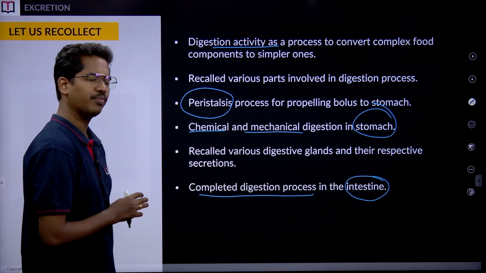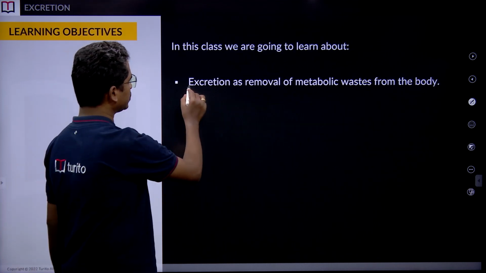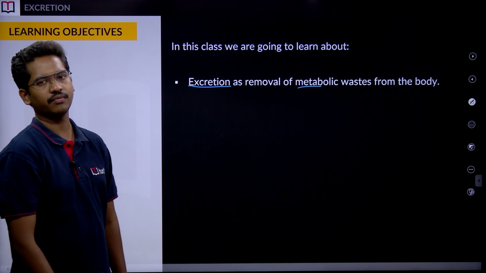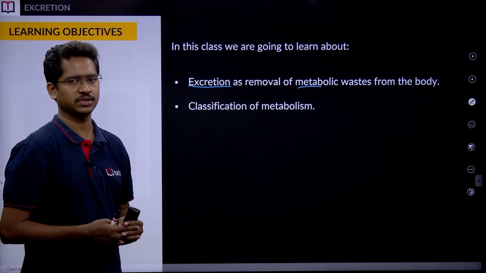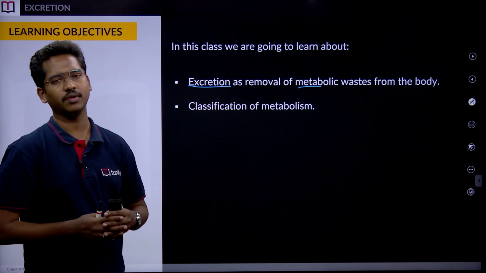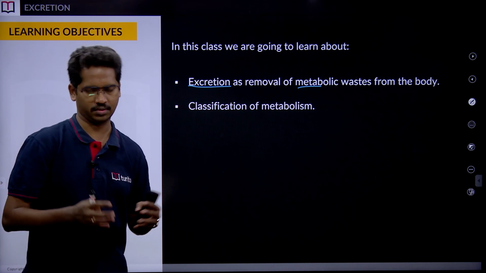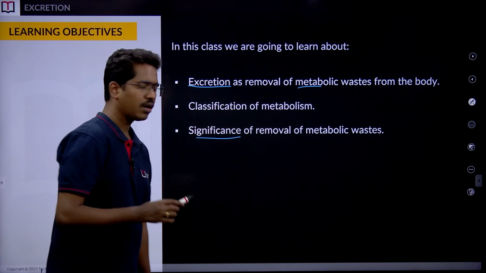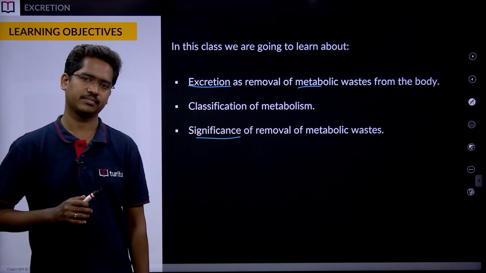In this particular session, we have planned a few objectives for all of us. Starting with this, we will be understanding excretion as the removal of metabolic wastes from the body. There is a process which helps in the removal of metabolic wastes, and then we will be looking into the classification of metabolic waste. What metabolism is will be dealt with, and later I will let you know the types of metabolic activities happening in the body and what they mean exactly.